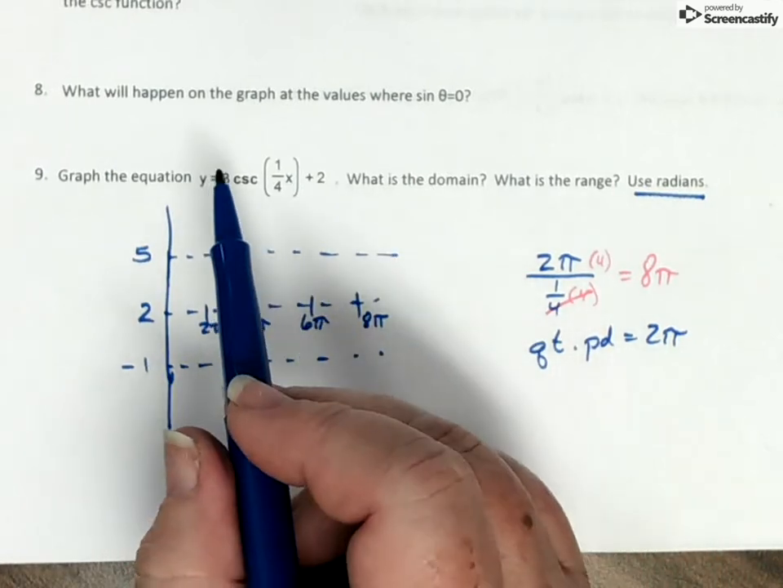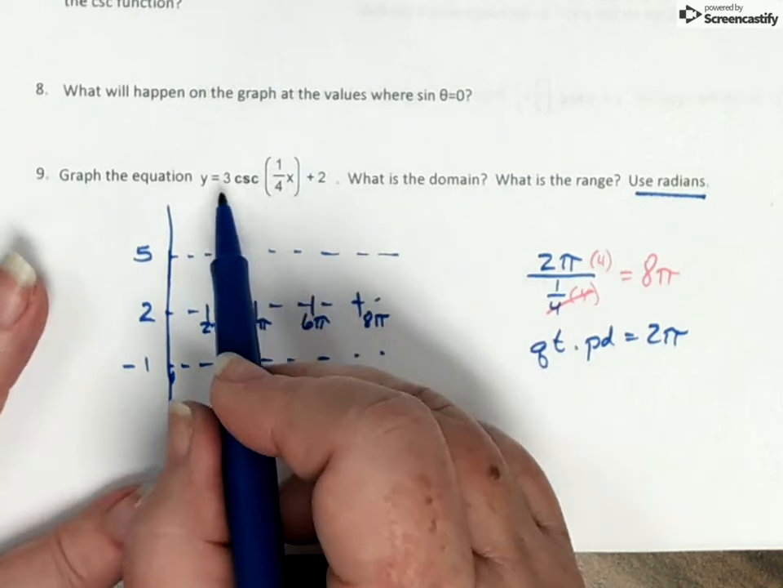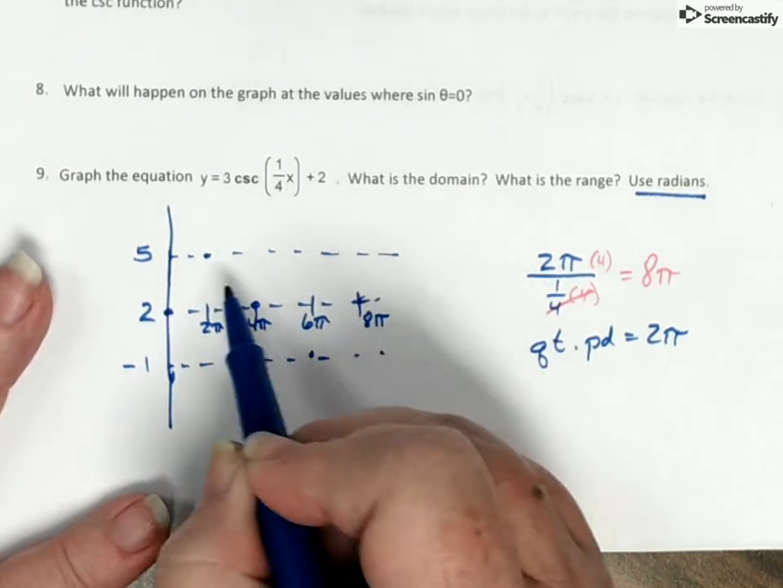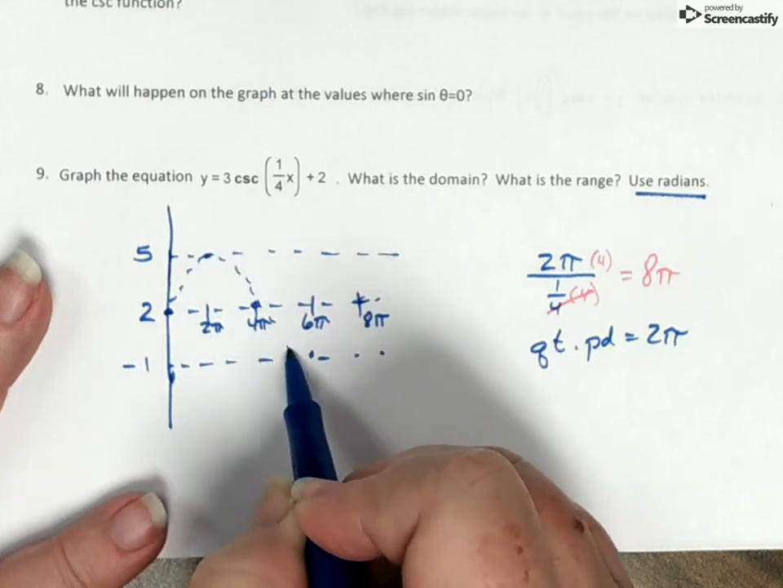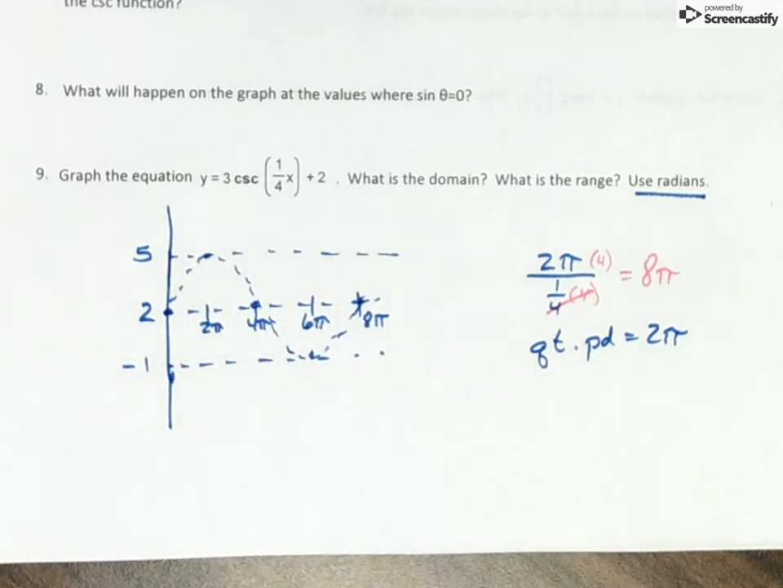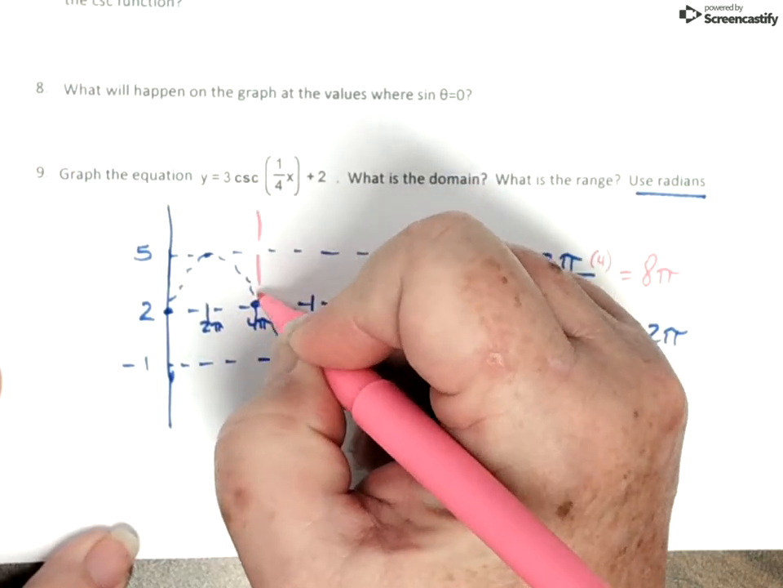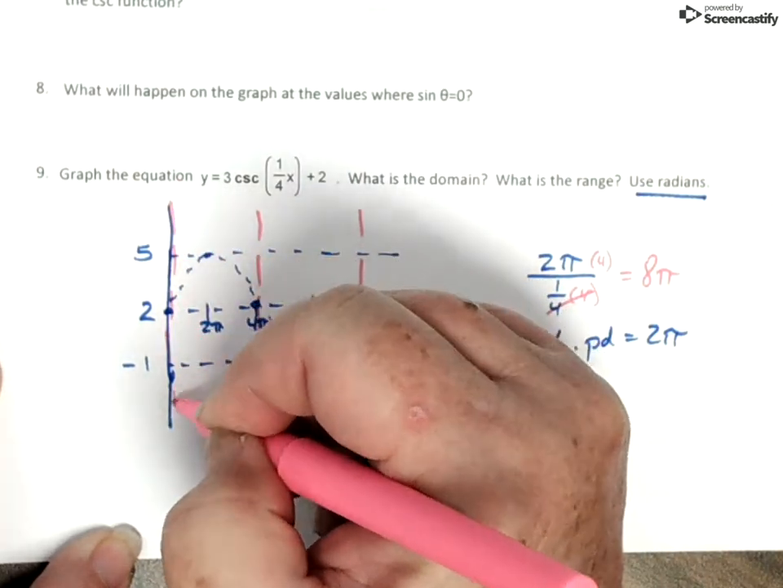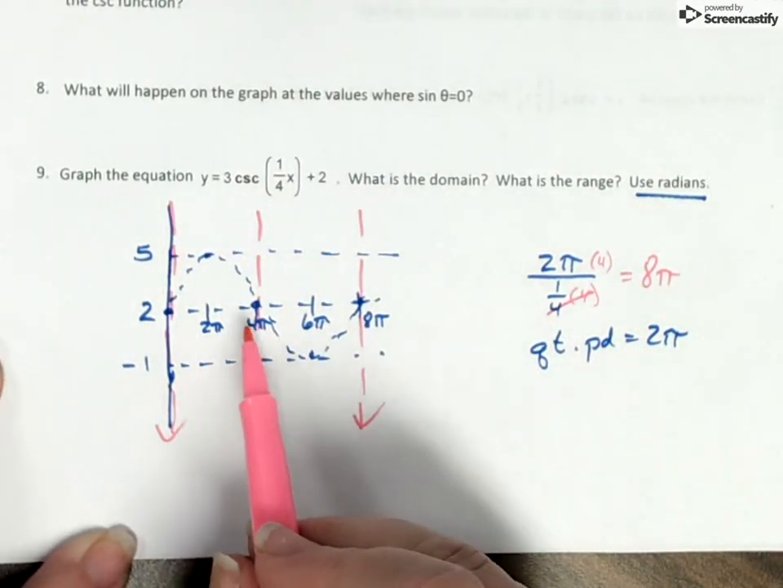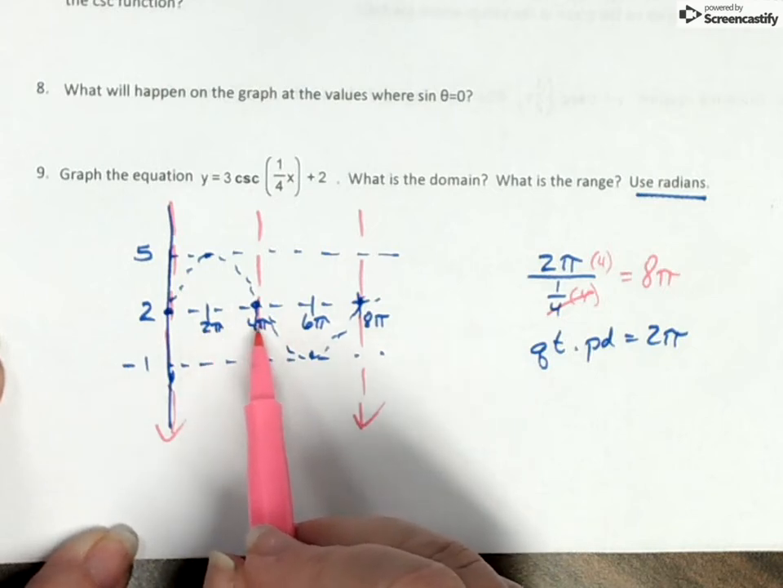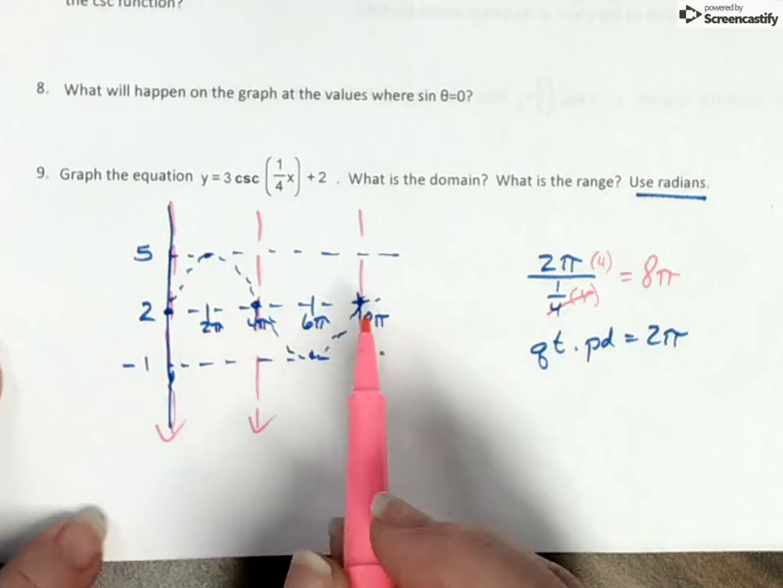Now, I'm going to ghost in the sine. So here's my sine curve. I'm just ghosting it in. It's not really there. Okay. And everywhere it crosses the midline, I'm going to draw an asymptote. So here's my asymptotes right here, and right here. There's all my asymptotes. Where do those exist? The asymptote didn't happen at 2 pi, it happened at 4 pi and 8 pi.